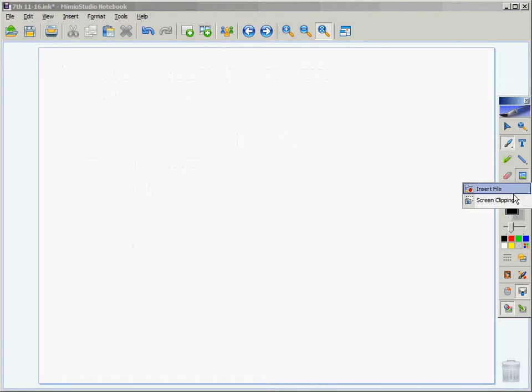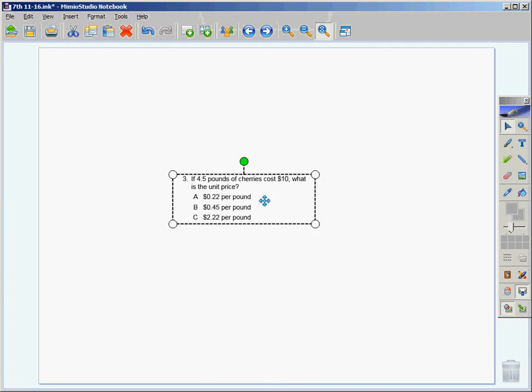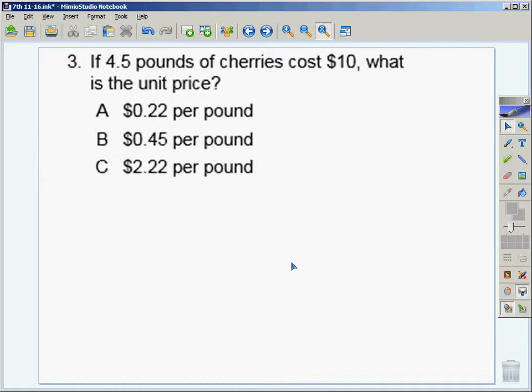Number 3. Again, a little surprised at some of the mistakes. Look at all the answers. All of the answers say dollars per pound. What goes in the numerator? The dollars. What goes in the denominator? The pounds.